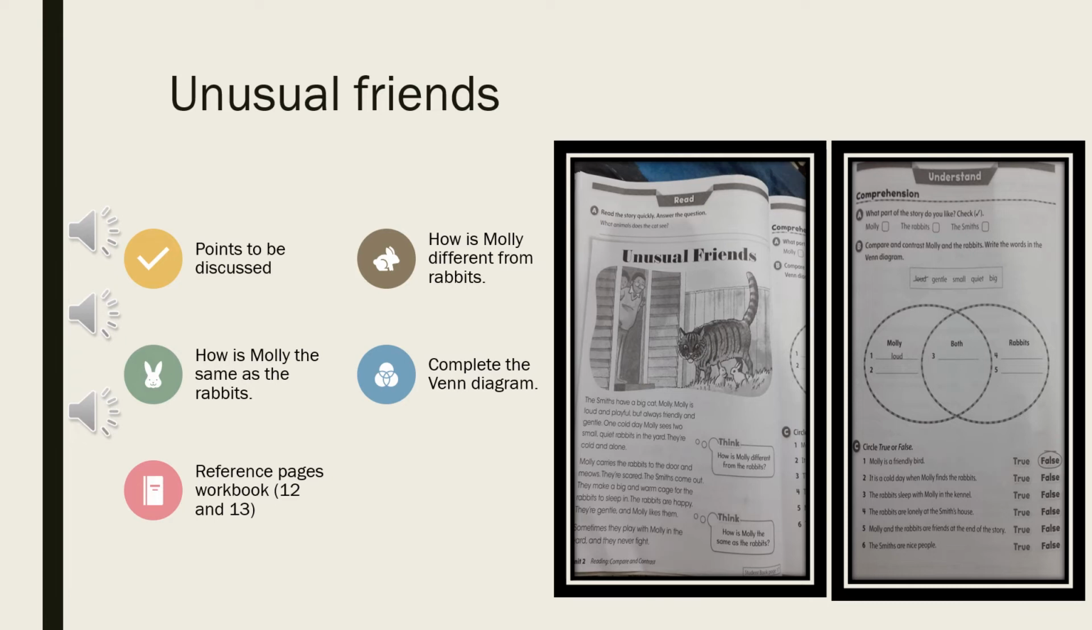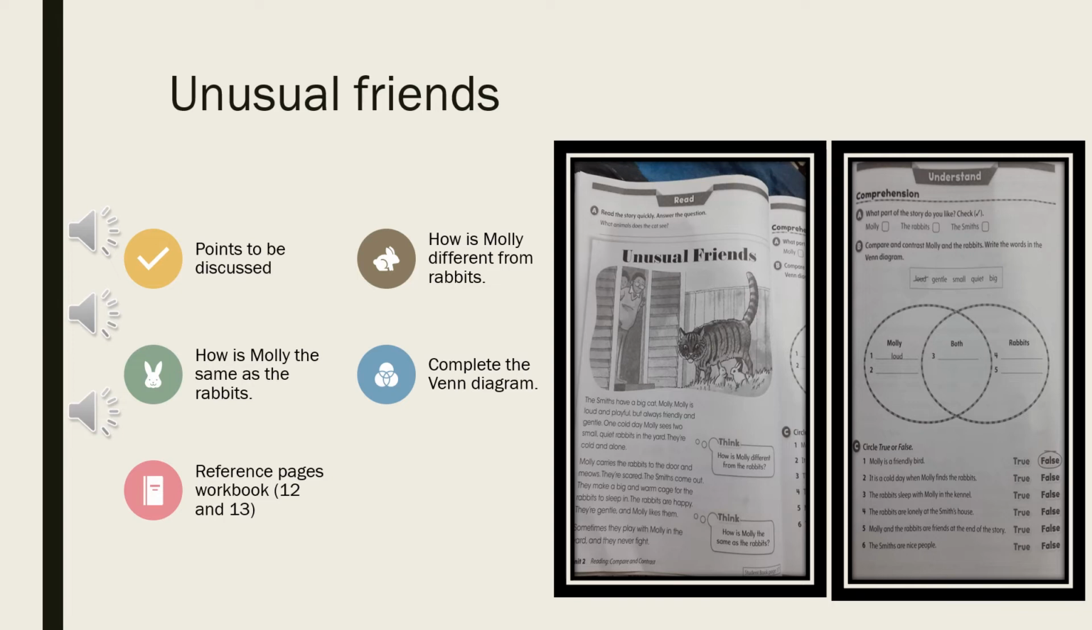Okay, come to page number 13 of your workbook now. That is the comprehension part. A part is, what part of the story do you like? You need to check mark that one. So it is your own choice, whatever you like the most. You just need to tick mark that. B part is compare and contrast Molly and the rabbits. Write the words in the Venn diagram.